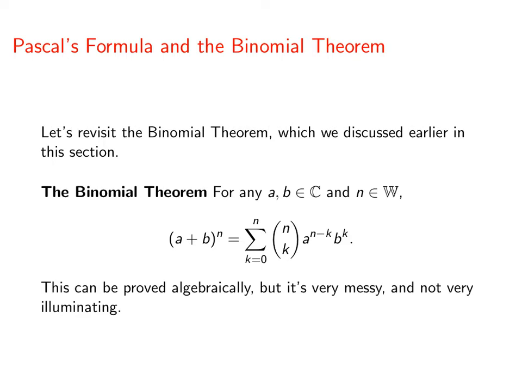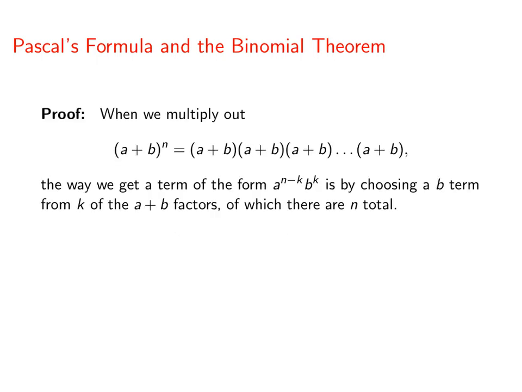Now it's possible to prove this algebraically, but it's really messy and it's not very illuminating. If you're interested in seeing it, I've included a proof of this in the additional notes document. Instead, let's work out a combinatorial proof. And as I've discussed many times in this section, combinatorial proofs are better anyway. We're going to give two different proofs.